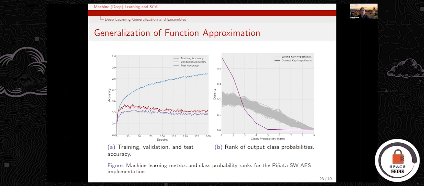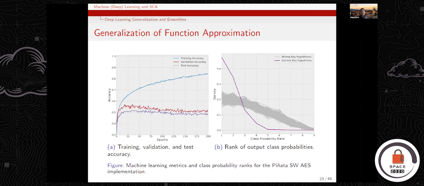What happens with all the wrong key hypotheses? Well, you can see that for wrong key hypotheses, the slope is much less steep, and many of those wrong key hypotheses actually have less than half of the probability of the correct hypothesis.